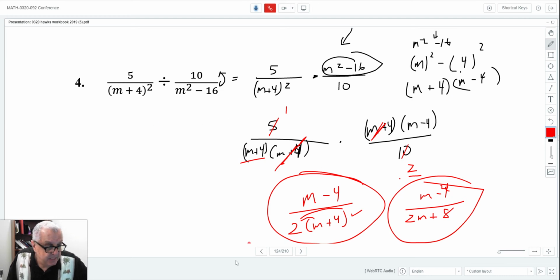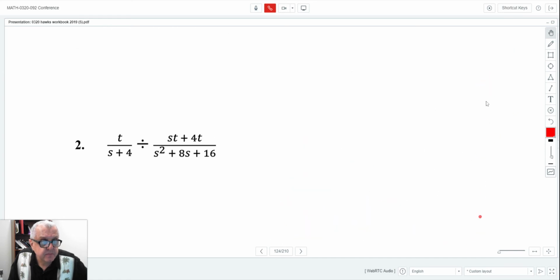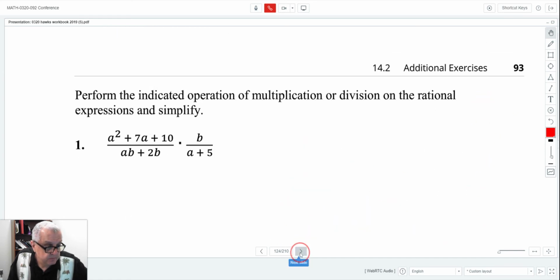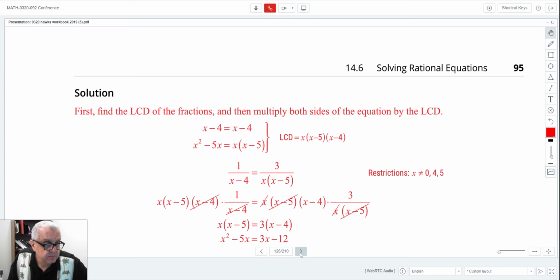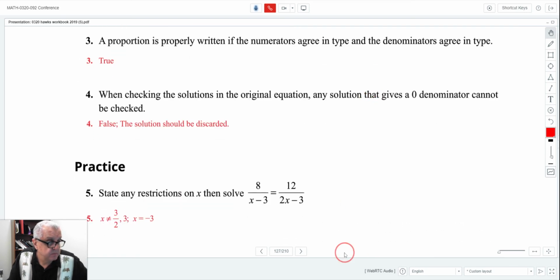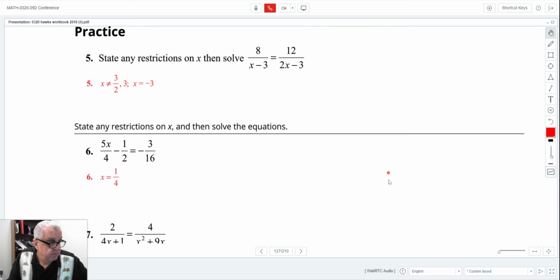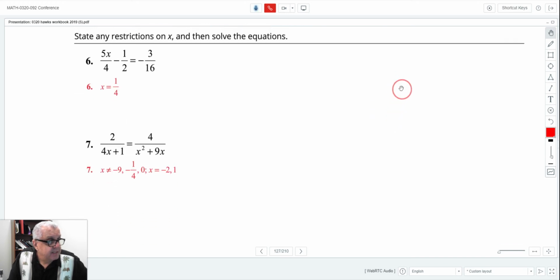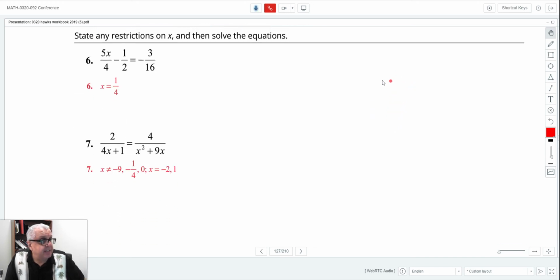Page 96. Number 6. State any restrictions on x and then solve it.